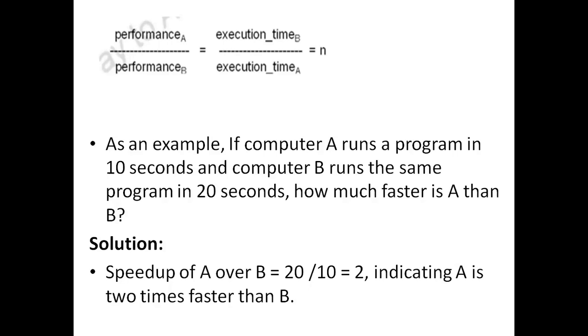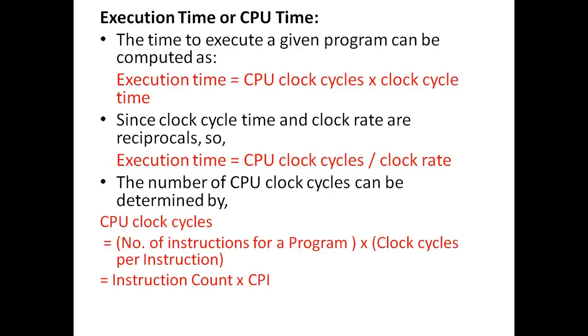Next, how do we compare two computers' performance? Let us take computer A and B. Say performance A is greater than performance B. That means the performance of computer A is higher than the performance of computer B.